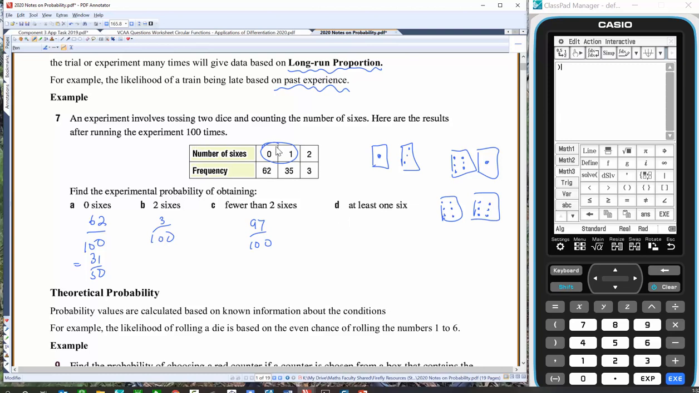At least 1 six means 1 six and 2 sixes. And that happened 38 out of 100 times or 19 out of 50. So just note that the expectation is that you always simplify your probability. Don't wait to be invited or asked to do it. You'll need to do it.